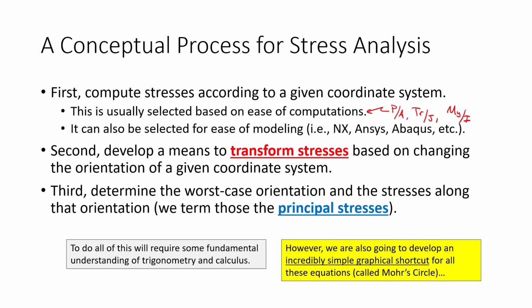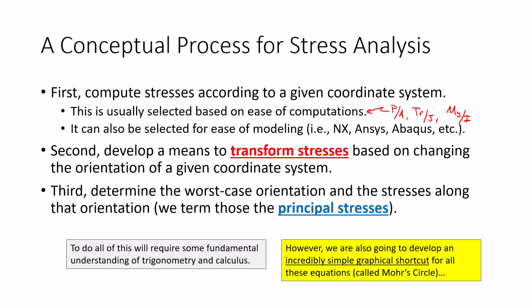Okay? Now, to do all of this, to get from point A to point B is going to require a lot of trig and some calculus. Okay? But what we're going to find out after a couple of years is that we're going to develop an incredibly simple graphical shortcut for doing this. And the name of that graphical shortcut is called Mohr circle. Okay, I know there might be a couple biomedical in one class or another, but that's what Mohr circle is. It's just a conceptual and a graphical shortcut for doing a lot of this.